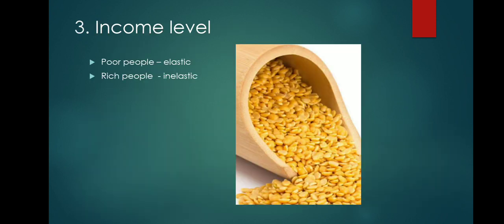Next, moving on to the third, the income level. I have taken the example of dal. Suppose the price of dal rises, it may be 20 rupees per kg. Poor people can't afford it, they may go for some other pulses. So in such cases the demand will be elastic for poor people, because they cannot afford it, so there will be a change in demand. But in the case of rich people, they don't have any problem with it, they can afford it. So for rich people it will be inelastic, which means there will be no change in demand.